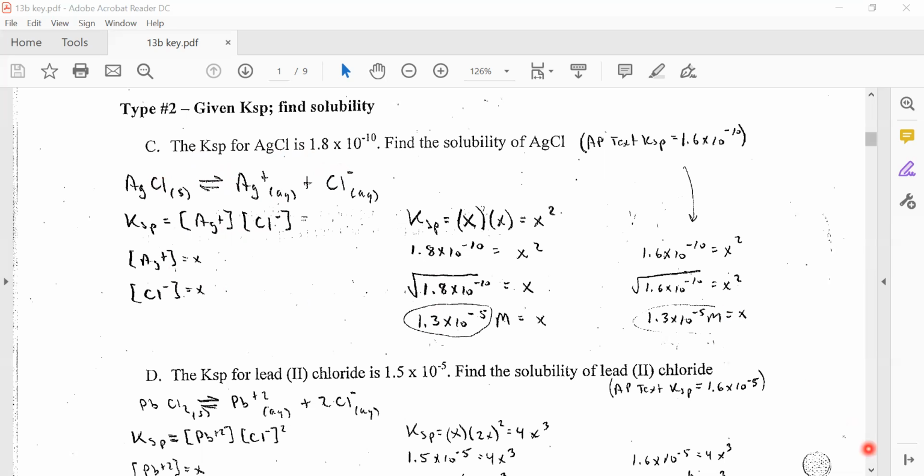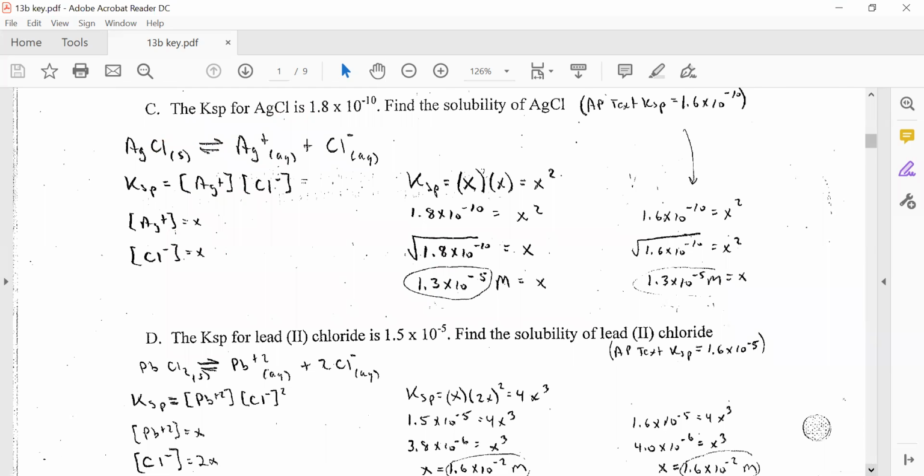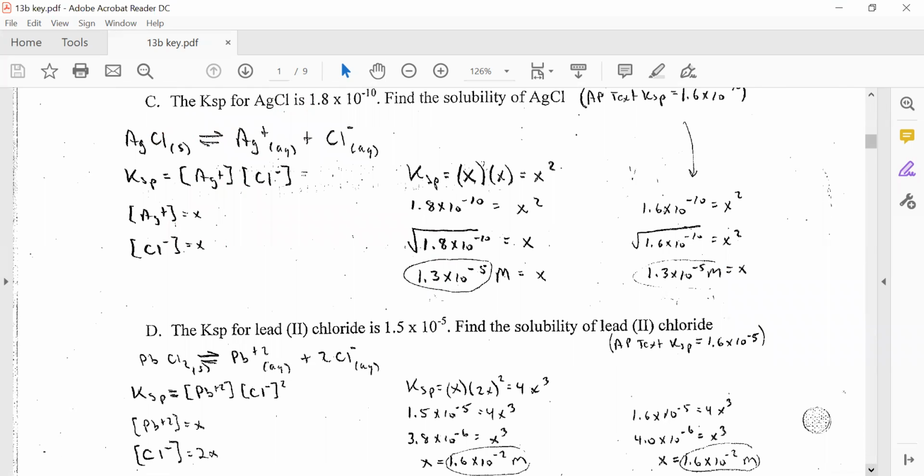What if that ratio isn't 1-to-1? Let's look at the next problem and see how that complicates things a little bit. All right, so the Ksp for lead 2 chloride is 1.5 times 10 to the negative 5th. Find the solubility of lead 2 chloride. So I'm going to write this: PbCl2 breaks up into Pb 2 plus and 2 Cl minus. So again, we have a 2-to-1 ratio going on here between the 1 part lead to 2 parts Cl minus. I write the Ksp expression: Pb 2 plus times Cl minus squared, and then that would be over 1.